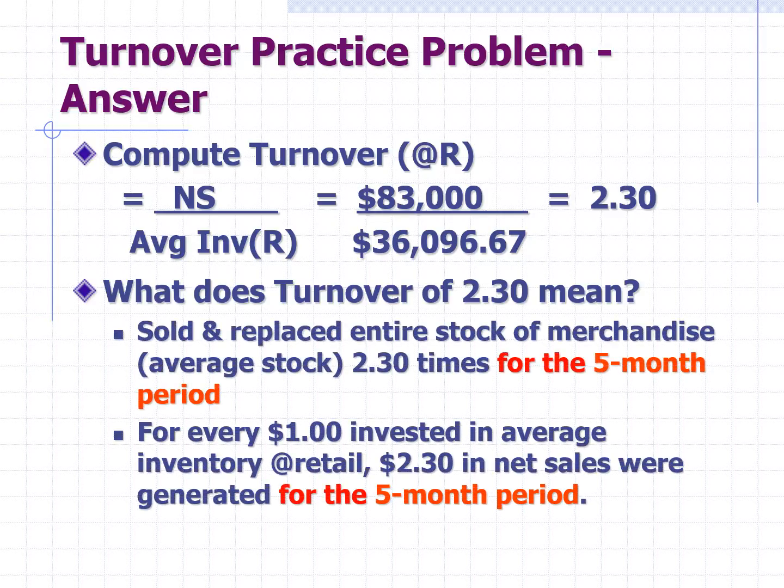That means we sold and replaced the entire stock of merchandise, which is what we considered as the average retail stock, 2.3 times within the 5-month period. And the other interpretation is that for every dollar invested in average inventory at retail, we have generated $2.30 in net sales, again, within the 5 months.